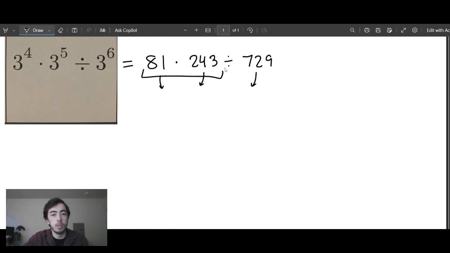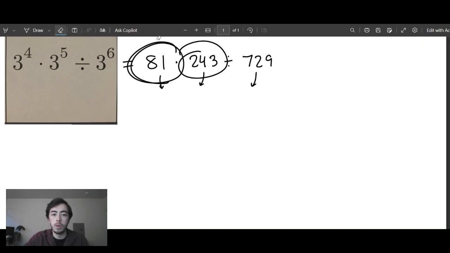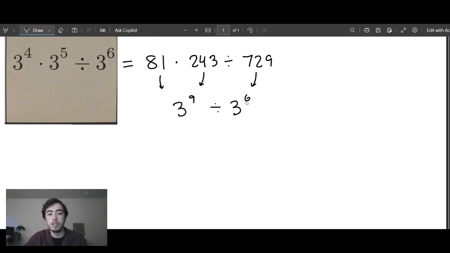So I was trying to figure out what this number is, 81 times 243, and that's just a whole bunch of 3's multiplied to each other, right? We have 4 here and then 5 here. So altogether, I have 9 3's all being multiplied, and then I'm going to divide it by 6 3's.